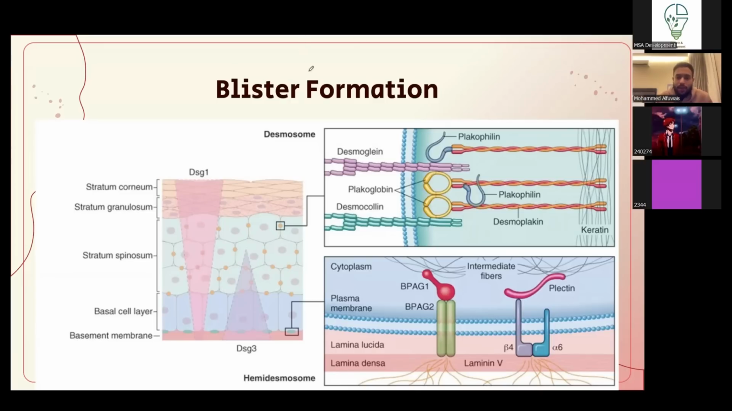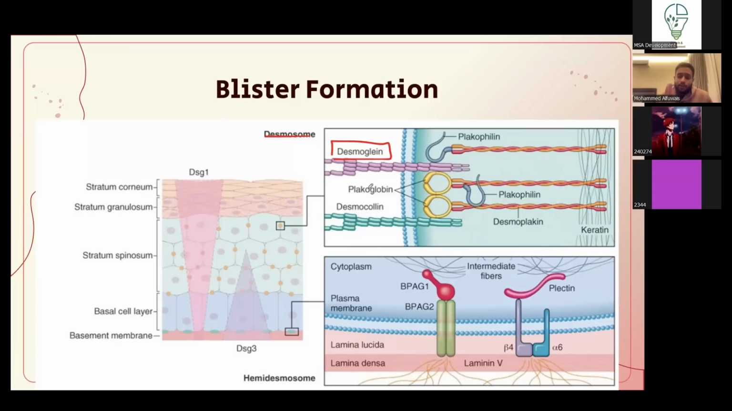Now, blister formation, as I said, affects two things. Firstly, how do keratinocytes attach to each other? Desmosomes. How does the epidermis attach to the dermis? Hemidesmosomes. These are the two things. Anything affecting these two will form a blister. First is the connection between the epidermal cells or keratinocytes, which is desmosomes. An important part of desmosomes that I want you to remember is desmoglein. There are two types: desmoglein 1 and desmoglein 3.